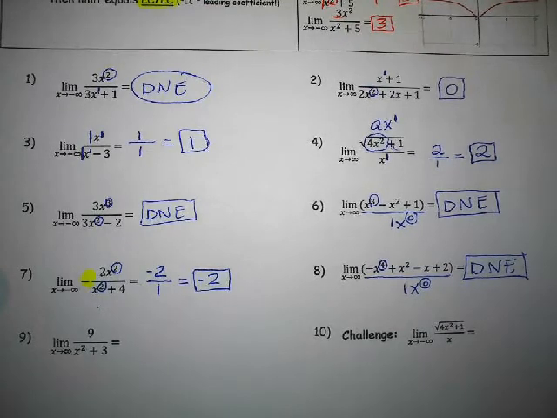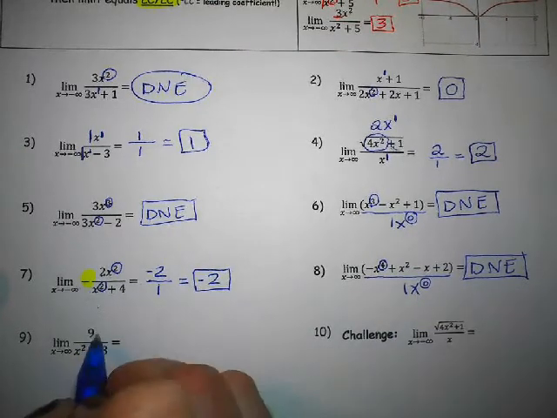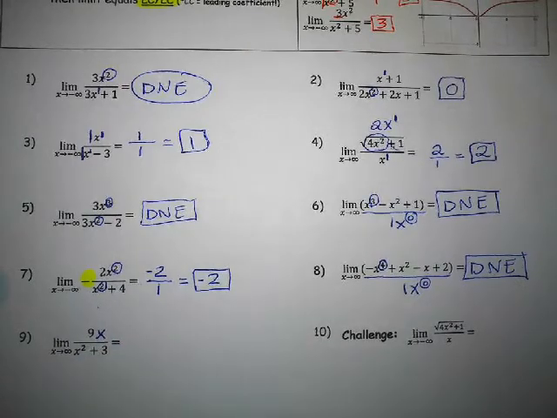Number 9. I'm looking for the degree of the numerator. There's no x. So let's think about what we did over here when there was no x. If I had to put an x in, I'd have to make it x to the 0 power. And now I'm comparing. The degree of the numerator is 0, degree of the denominator is 2, and so the numerator is smaller. My answer is going to be 0.